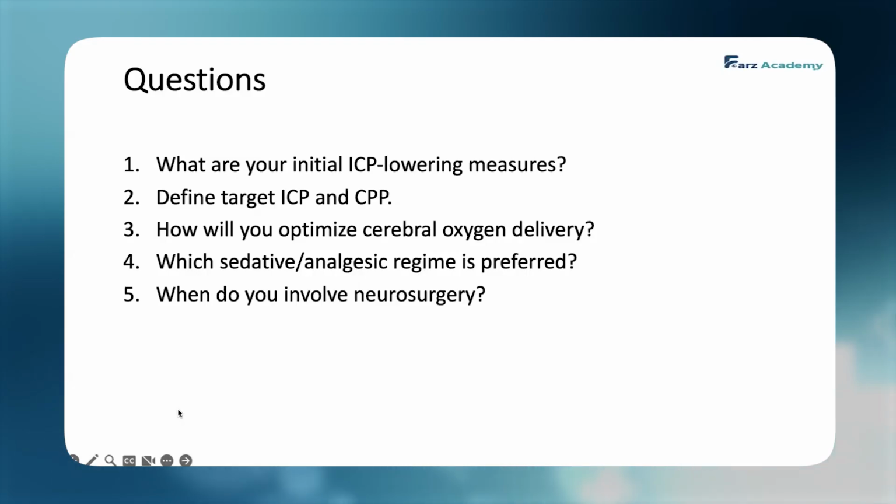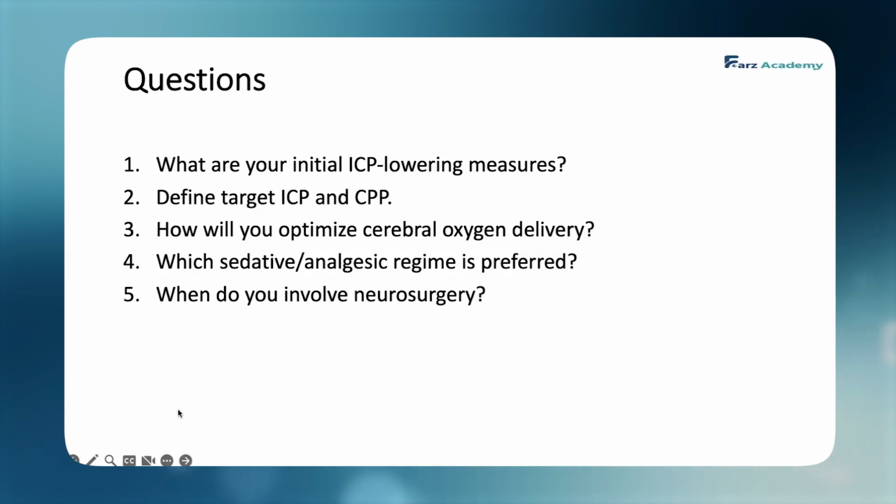So my initial ICP lowering measures will include positioning the patient with head up position, making the neck straight, 30 to 40 degrees, 45 degrees head up position. And then ensuring adequate sedation of these patients, and possibly including muscle relaxation. Those are the principal ICP lowering measures.